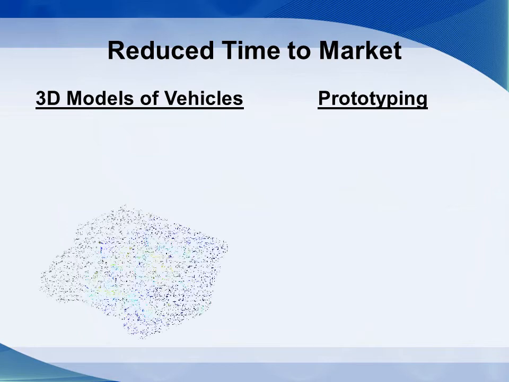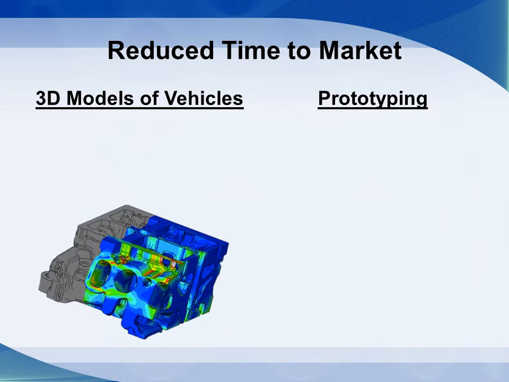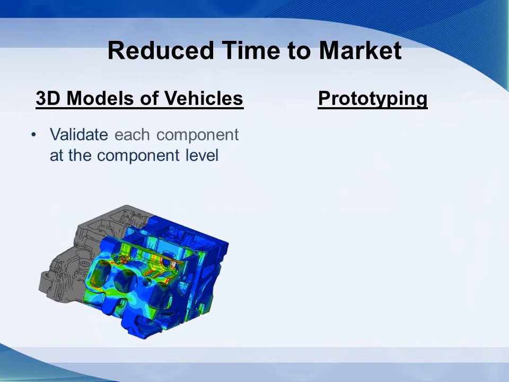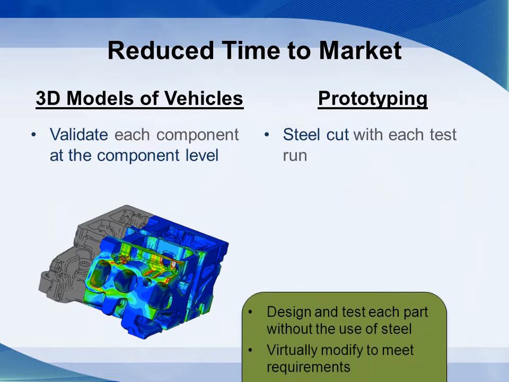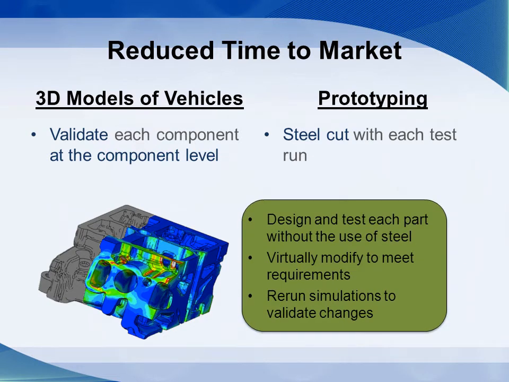For example, this motor is a component that can be validated. The motor can be tested without the use of actual steel, and the correct properties of the material can be tied to properly predict failure modes. When weak areas are found virtually, modifications can be made to meet the requirements. Simulations can then be rerun to validate changes and prove out the design.